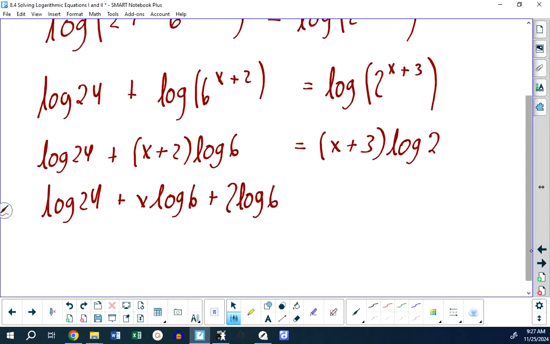And I'm just very tempted, as I was processing 2 log 6 in my head, I was very tempted to write log of 36, because 6 squared is 36. If you are tempted, hold off on that temptation for one more line. Here we'll have x log 2 plus 3 log 2. Double check everything. x log 6, 2 log 6, x log 2, 3 log 2. I'm going to move my x terms to this side.